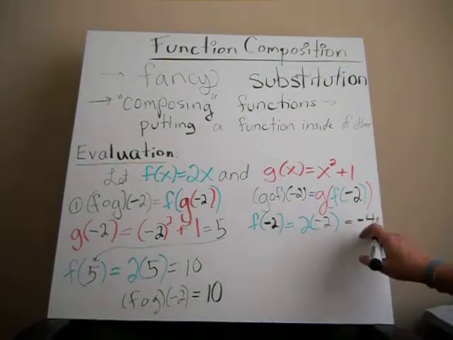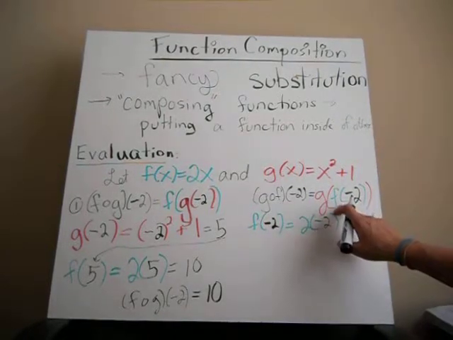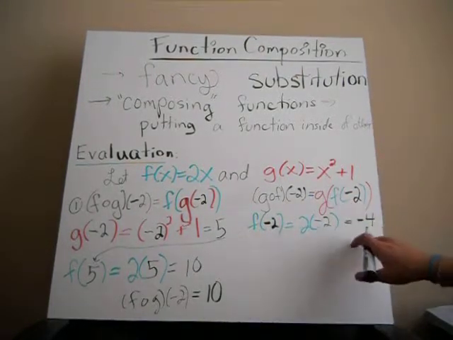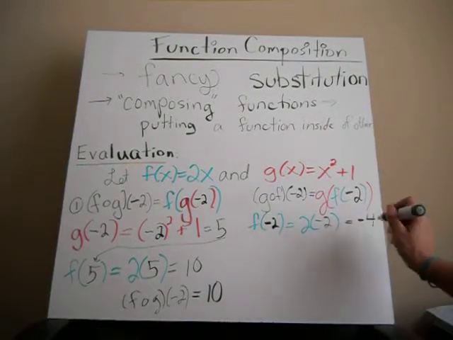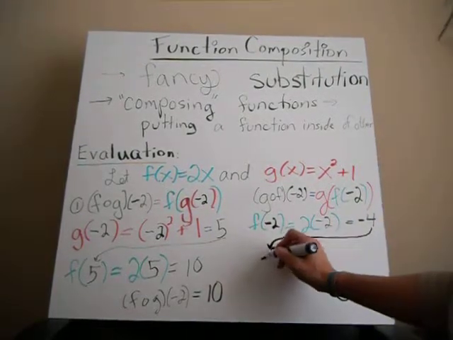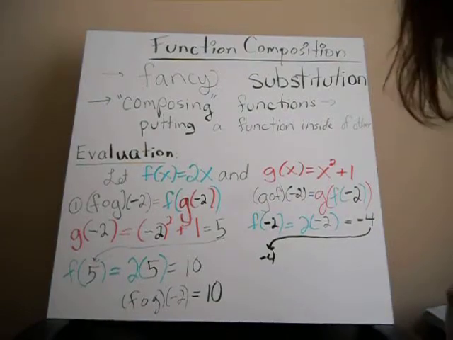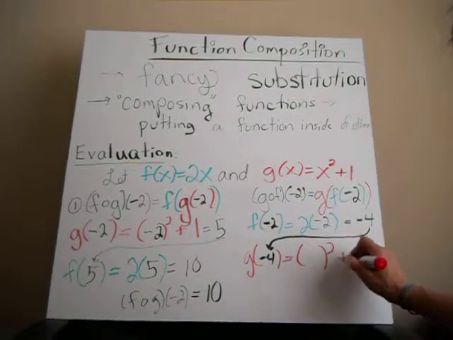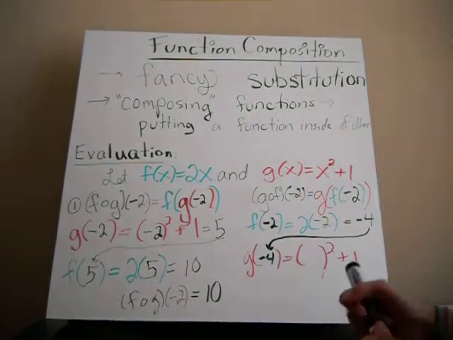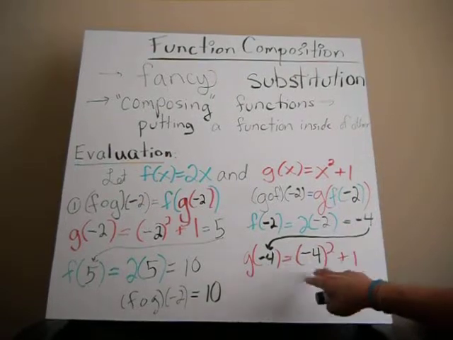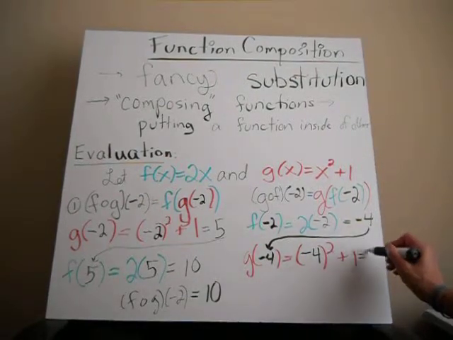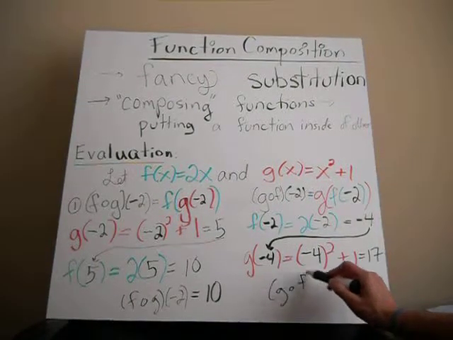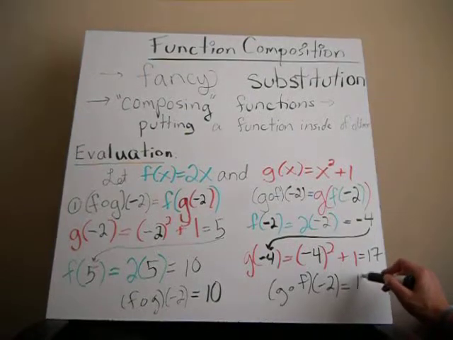But that wasn't all we're asking. It's asking, after you stick -2 in f, what on earth are you going to get when you stick that answer into g? Well, since I got -4 for this, then I'm going to want to stick -4 into g to see what we get. So everywhere there's an x in g, I'm going to substitute in -4. -4 squared is 16. 16 plus 1 is 17. And that means our answer for g of f of -2 is positive 17.